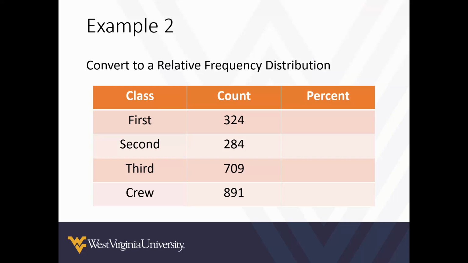So we'll take a quick addition. 324 plus 284 plus 709 plus 891 gives us a total of 2,208. From here, it's a simple matter of dividing. So divide each of these counts by our total.